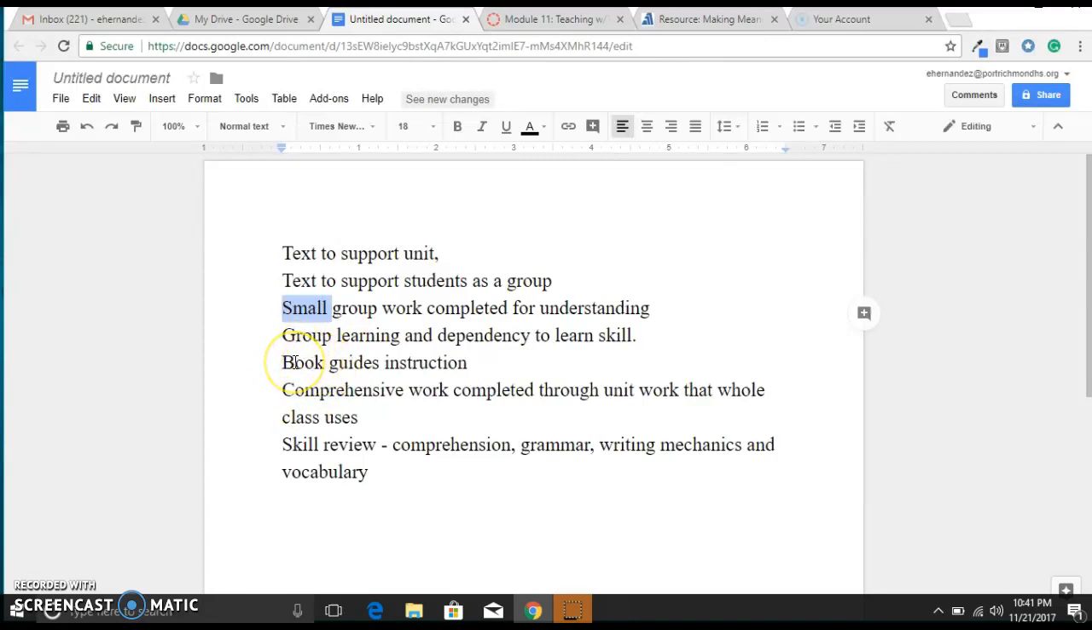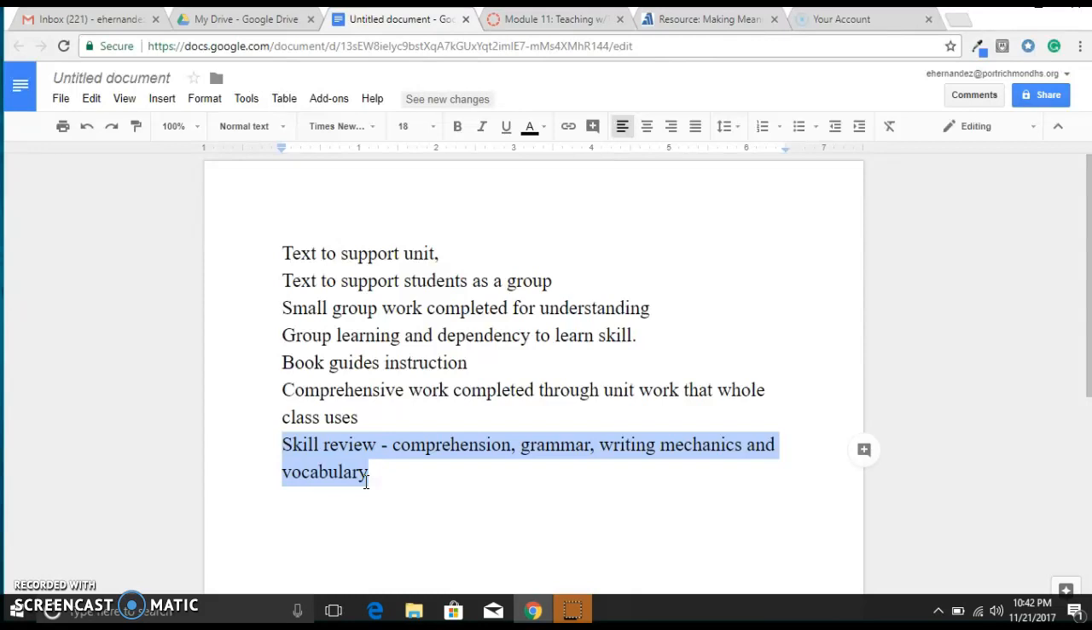Usually it's one book that is a central focus throughout the unit, and this book will allow us to focus on some of these essential skills over here. It allows us to focus on comprehension, on grammar, writing mechanics, and vocabulary. So by focusing on this one, it can be a book, it can be a genre, it can be an author, students are expanding on their reading process and some of these basic skills that they need, which I found very important.